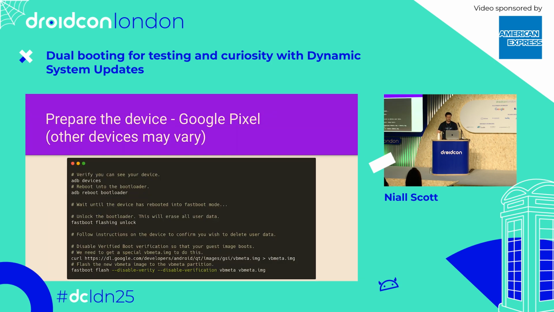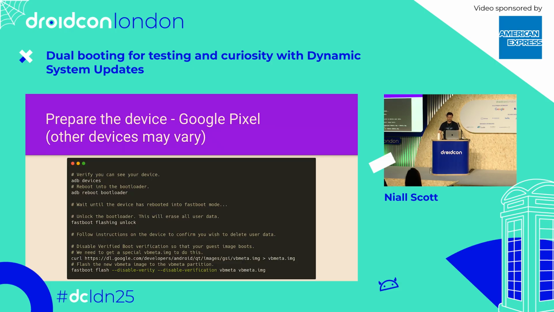So to prepare the device, these instructions apply to the Google Pixel line of devices. Other devices may vary in their instructions. This assumes that you've already enabled developer options and USB debugging on your device, and that the device is connected to your computer by USB. Don't perform the following steps unless you're okay with losing data on the device. So firstly, verify that you can see your device with ADB. Then reboot into the bootloader and wait for the device to be in fastboot mode. Then unlock the bootloader. After issuing the fastboot flashing unlock command, follow the instructions on the screen to proceed. This will erase all user data on the device.